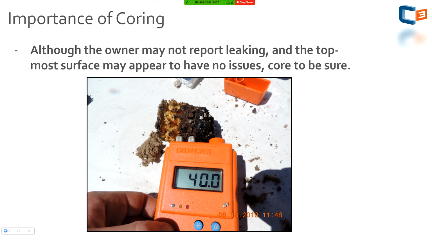You might have an owner that says, I don't have leaking, I have no issues with my roof. And you core it, and it's saturated in between maybe two roof layers. You might have a TPO installed over a built-up, and the substrate between them is soaked. And the owner would never know that unless you cored. So it just kind of shows you the need for intrusive testing, and especially cores.